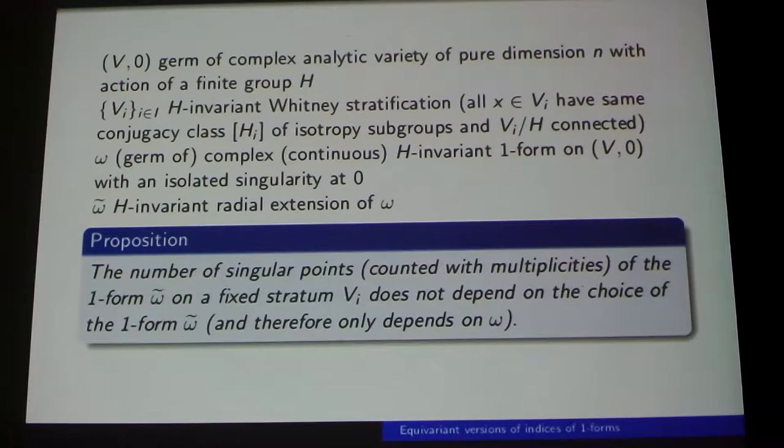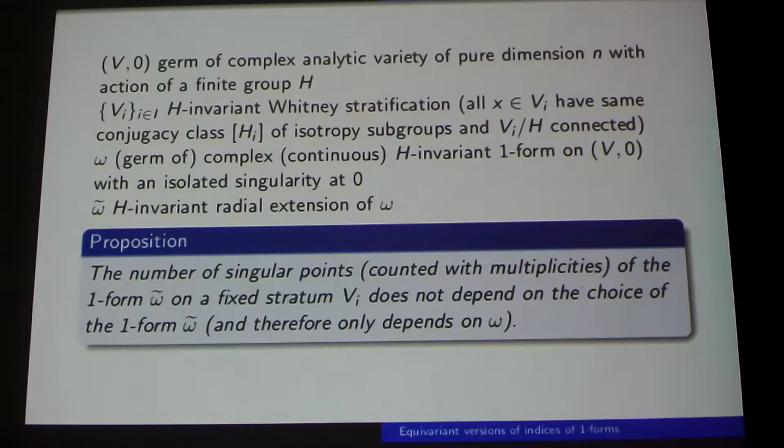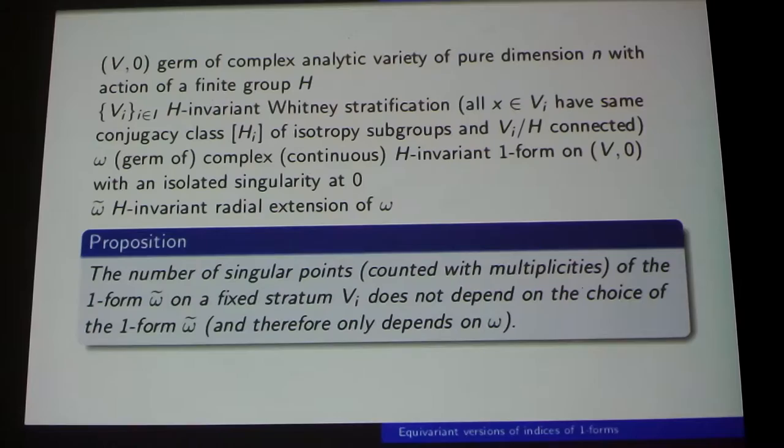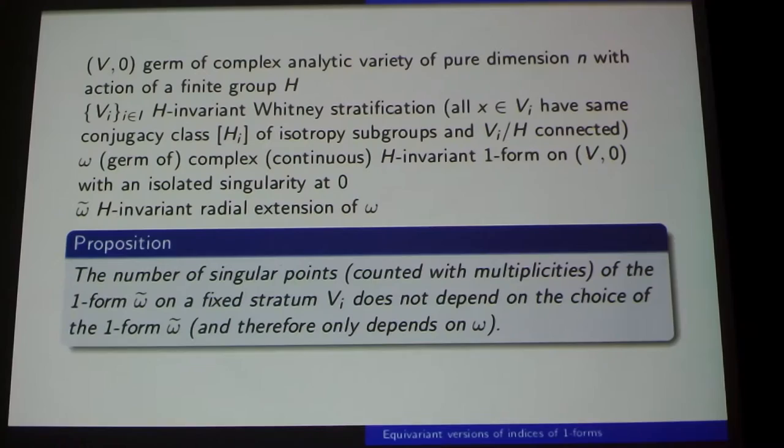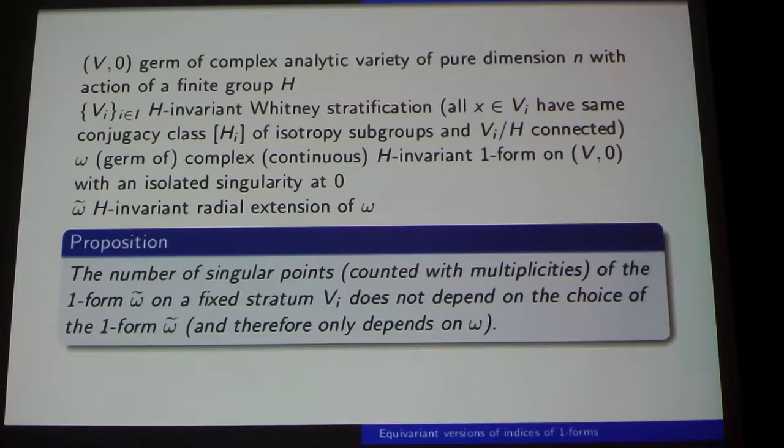And now, very important for our definition of the equivariant radial index is the following proposition: the number of singular points of this radial extension on a fixed stratum, Vi, does not depend on the choice of this radial extension, and therefore depends only on omega. So this means in order to define the index, we can sum over the stratum. And this is the way we define our H-equivariant radial index.